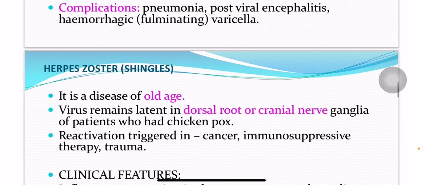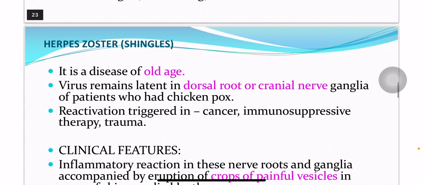Then herpes zoster, that is shingles. It is a disease of old age. The virus remains latent in the dorsal root or cranial nerve ganglia of patients who had chickenpox. The reactivation will lead to lesions of herpes zoster, that is shingles. It occurs in patients with cancer, immunosuppressive therapy, and trauma.